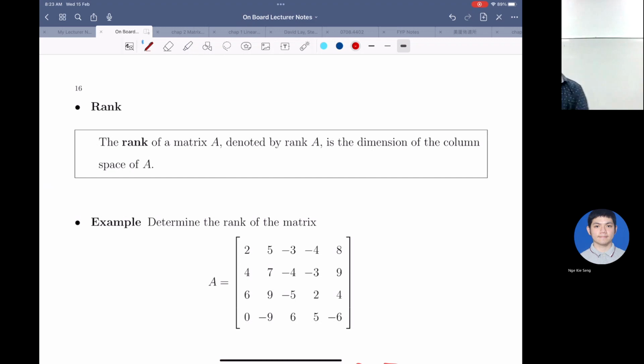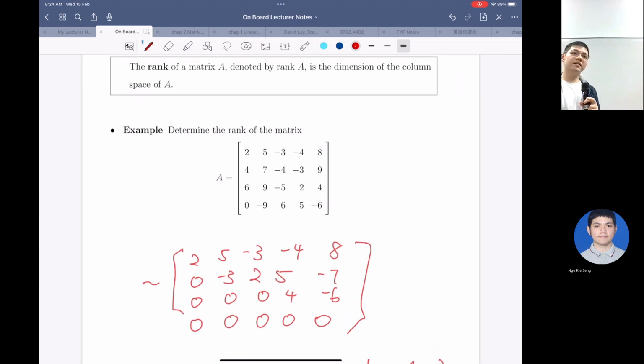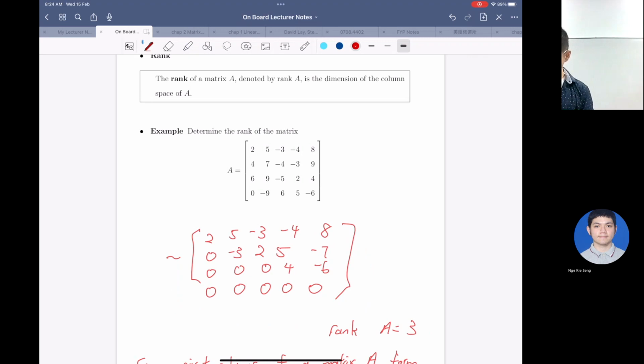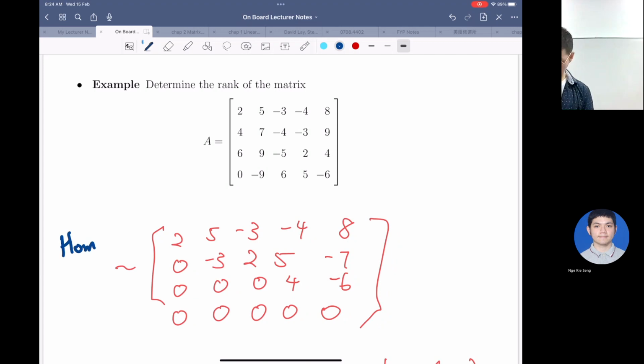Okay, next, rank. What's the rank? Rank is the dimension of the column space. When we count the dimension of the column space, we call it the rank. Let's say we want to determine the rank of this matrix. What we did yesterday is we row reduce it. Let's say we already row reduced it, and then we want to find the pivot columns. I leave you to check this. So where is the pivot column? You need to tell me where the pivot column is.